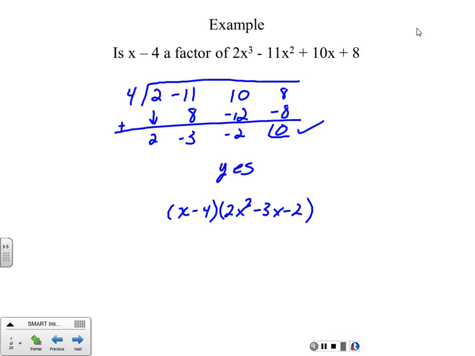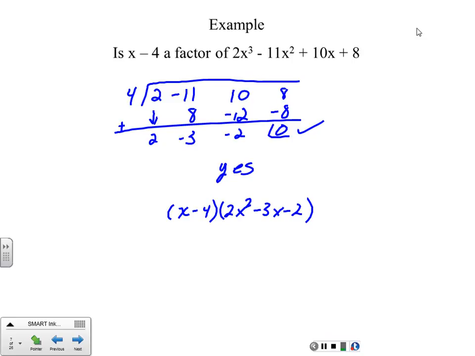Very good. 2x squared minus 3x minus 2. And then, since everybody in here knows how to factor a quadratic traditionally, you could continue the factorization, right? I hope so, because that's what we're leading up to. Y'all love to factor, right? Yay. That's what we're leading up to.